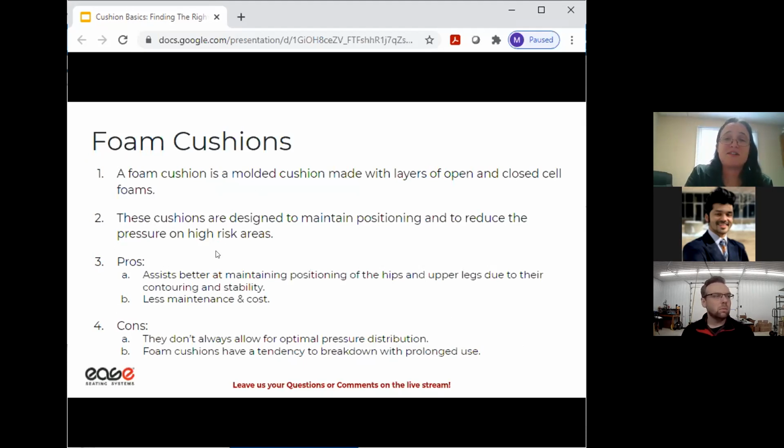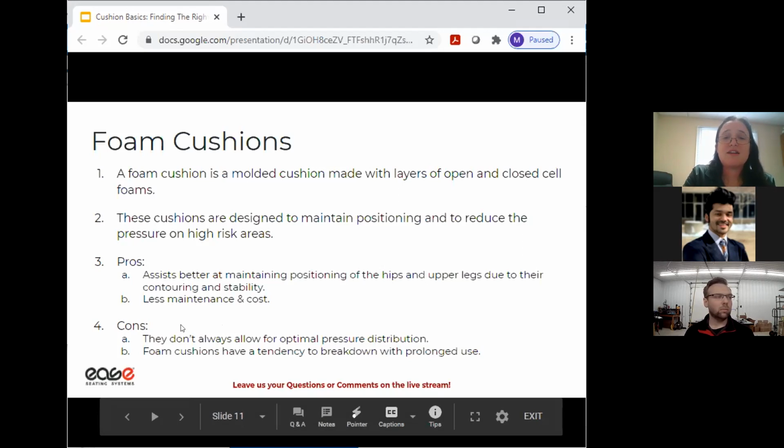Now the pros of this is it does a much better job at maintaining your positioning of the hips and upper legs and just giving you that stability to make you feel like you're going to be sitting all right. Also, there is much less maintenance and cost involved. You don't have to constantly check to make sure the air is right and that you're sitting okay on it. It pretty much tells you if you are or not.